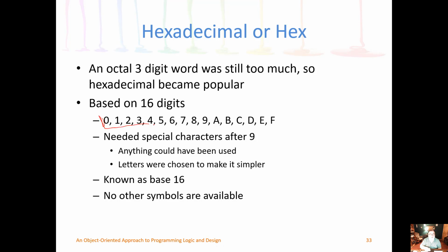0 through 9. And then once we got past 9, we had to have some special characters to represent the rest of the base 16. And we could have used anything. It didn't have to be the letters you see there. We could have used ampersand, hashtag, dollar sign, percent sign, things like that. But to make it simpler, they just chose the letters A, B, C, D, E, and F. So once we get past 9, we use A, B, C, D, E, and F.